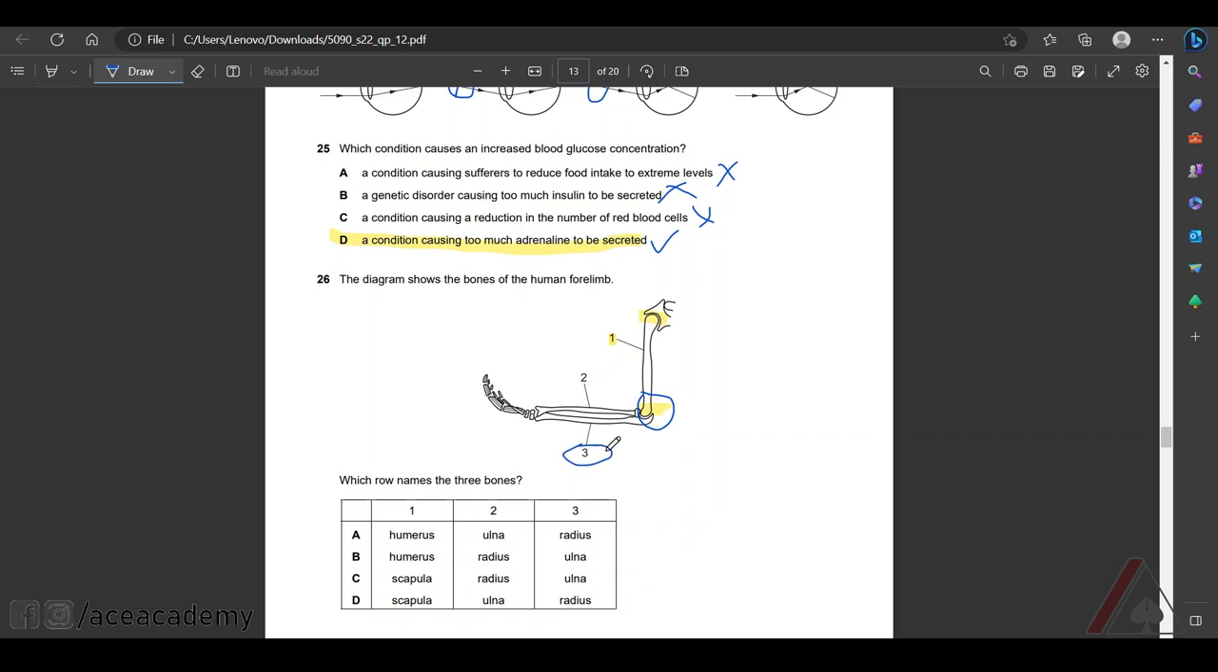But alternatively, another way we can distinguish between the ulna and radius is that the ulna is the larger bone. Radius is comparatively shorter in length. As we can see, 2 is shorter than 3. So 2 is radius and 3 is ulna. So for our correct option, 1 has to be humerus. That rules out C and D. 2 has to be radius. That rules out option A. And 3 has to be ulna. Hence, our correct option is B.